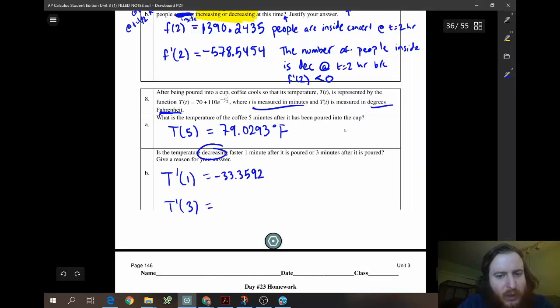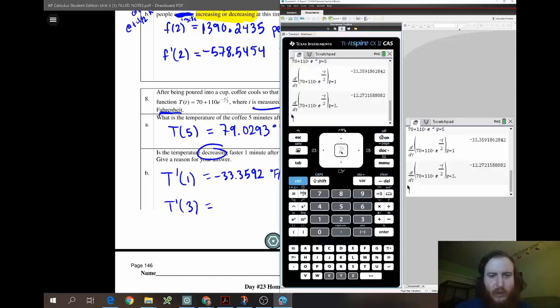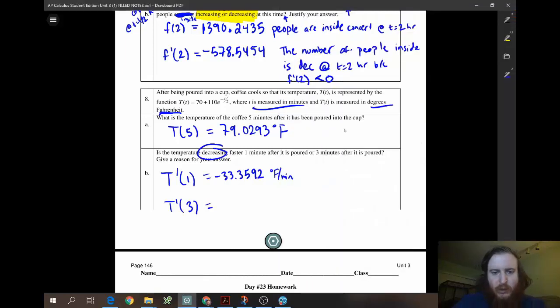Now, what would the units here be? The units would be degrees Fahrenheit per minute, right? The per minute, because it's that first rate. And the next one is negative 12.2722, if we round it. So negative 12.2722.